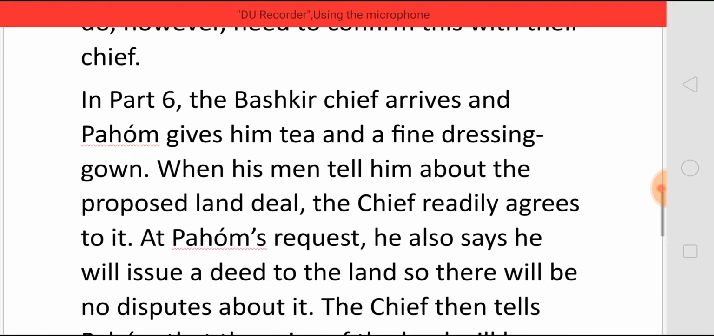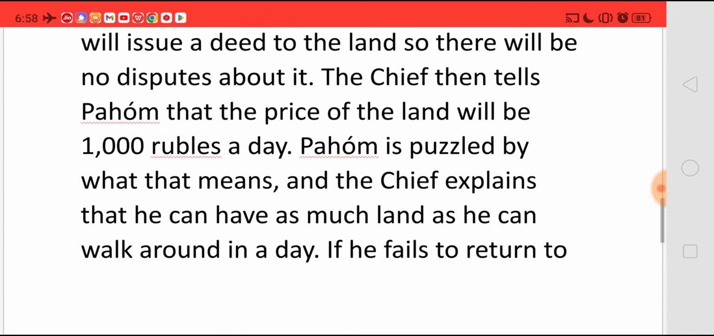In part 6, the Bashkir chief arrives, and to him also Paham gives tea and a fine dressing gown. When his men tell him about the proposed land deal, the chief readily agrees to it. And at Paham's request, he also says he will issue a deed to the land, so there will be no disputes about it. The chief then tells Paham that the price of the land will be 1000 rubles a day. Paham is puzzled by what that means. What is that 1000 rubles a day?